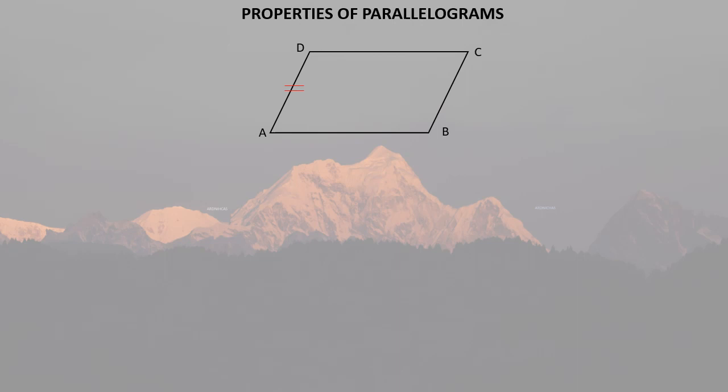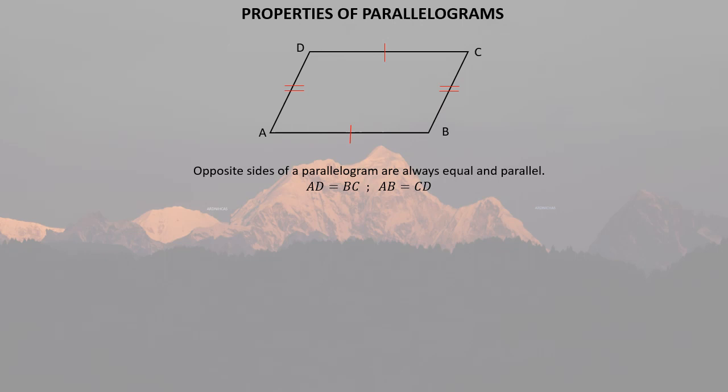Now AD and BC, these are called the opposite sides, and DC and AB are the other opposite sides. So in a parallelogram, the opposite sides are always equal. So we can write them as AD equals BC and AB equals CD. These are equal to one another.